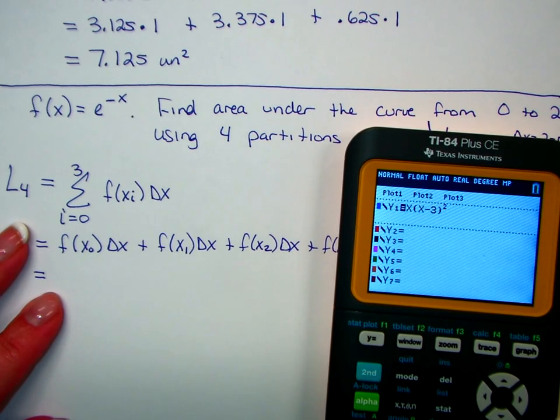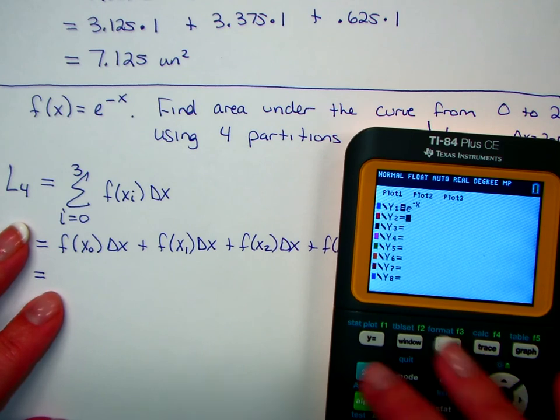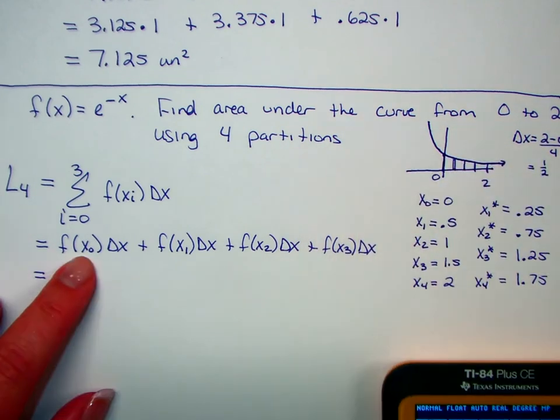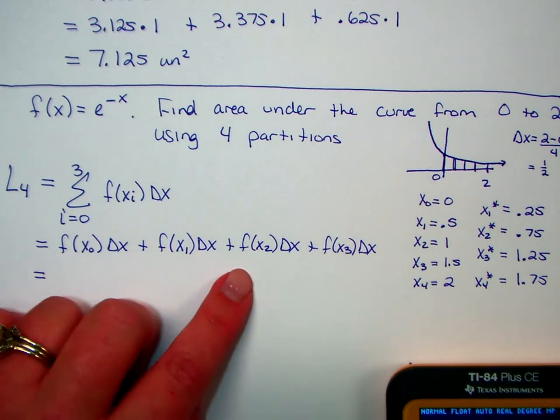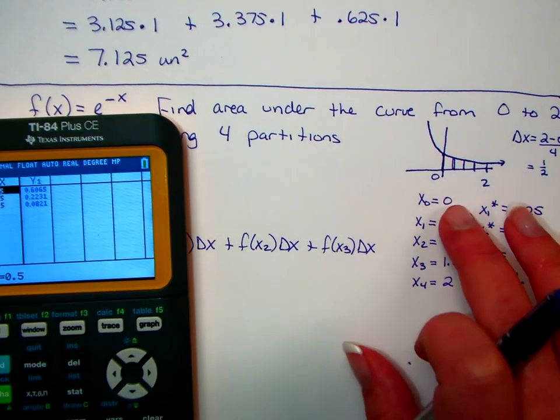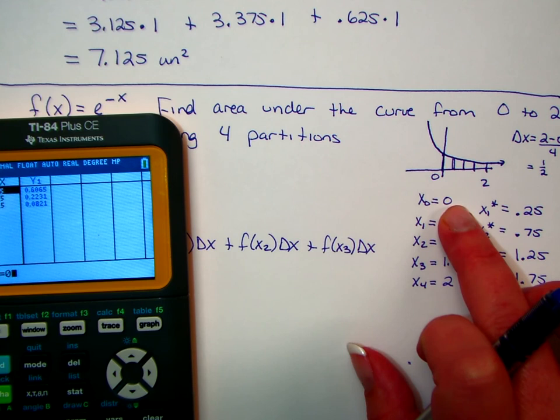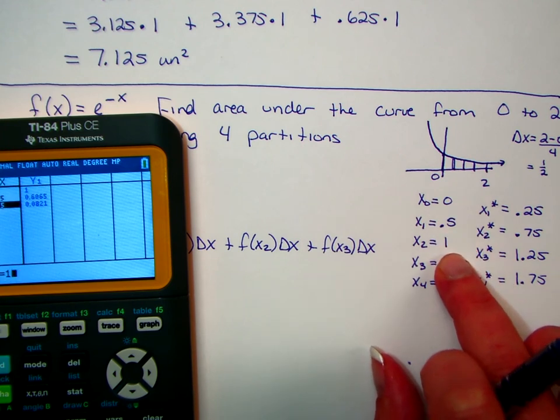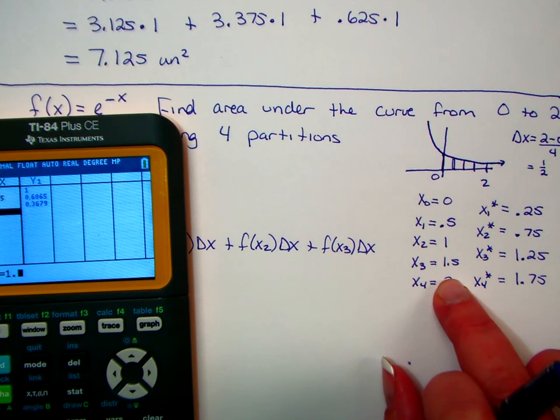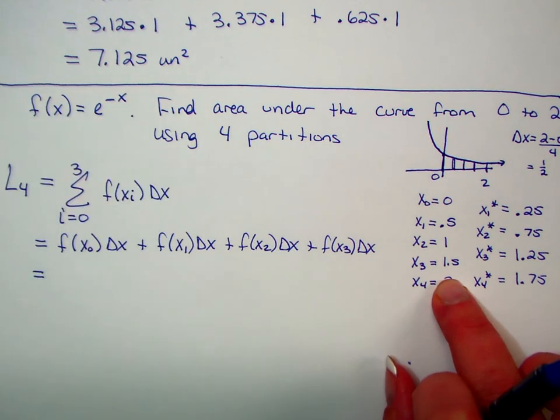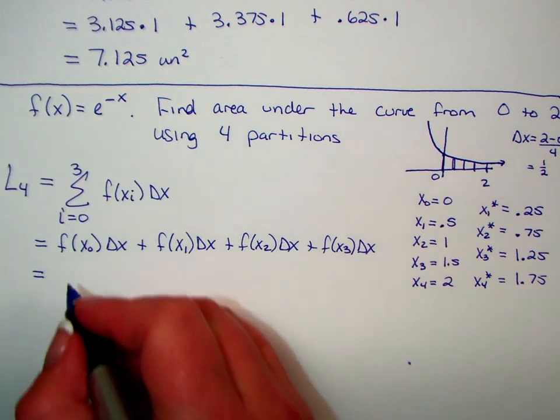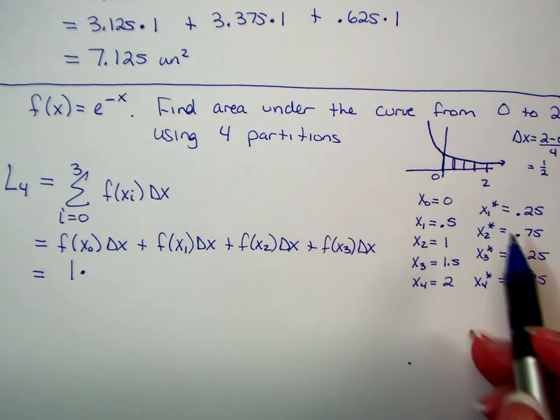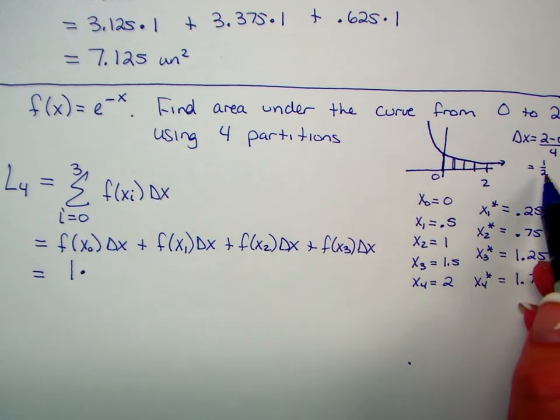So I have a new function now, e to the negative x. And in that function, I want to plug x sub 0, x sub 1, x sub 2, and x sub 3. So x sub 0 is 0, x sub 1 is 0.5, x sub 2 is 1, x sub 3 is 1.5, right? And I want to write those down. So f of x sub 0 was 1. Now delta x this time is not 1, right? Delta x is 0.5.